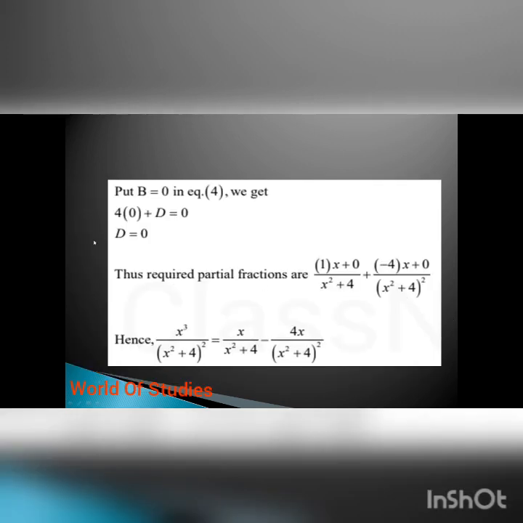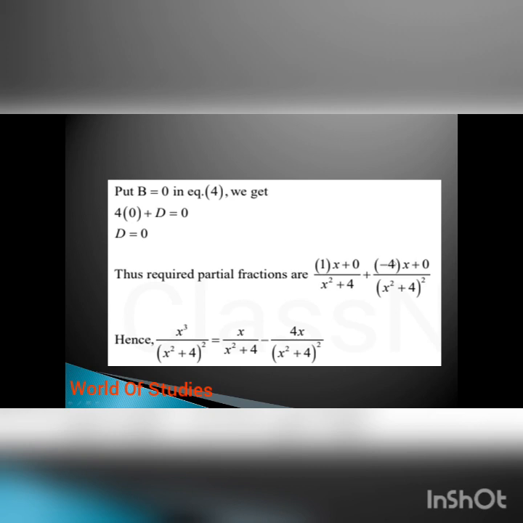Now putting a is equal to 1 in equation number 3, we get the value of c which is equal to minus 4. Now we have to put the value of b in equation number 4, we get the value of d which is equal to 0. Now putting all the values of a, b, c and d in this fraction, the required expression is 1x plus 0 divided by x square plus 4.